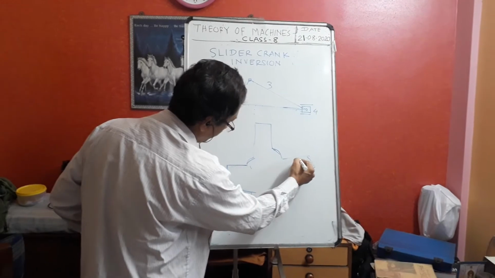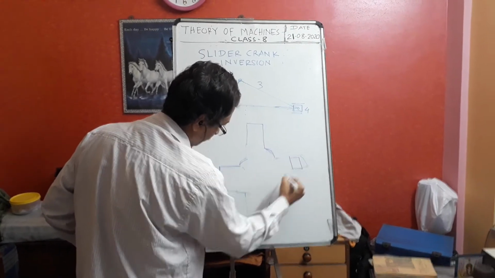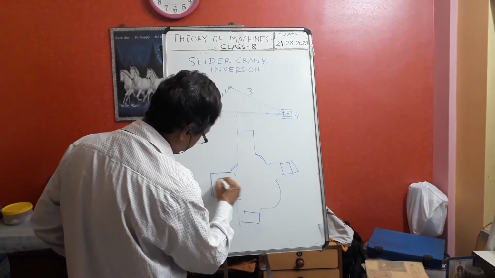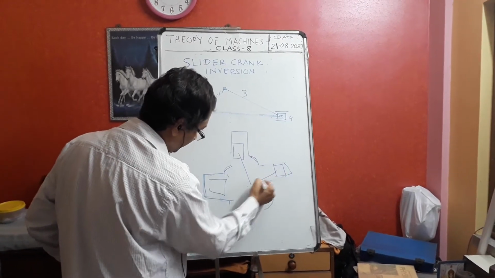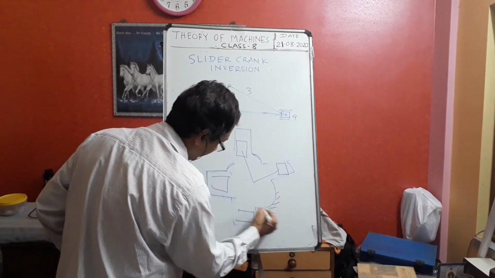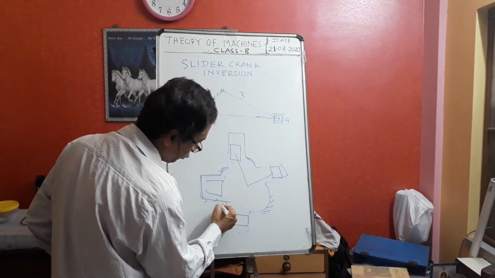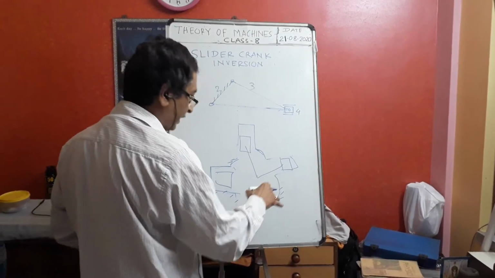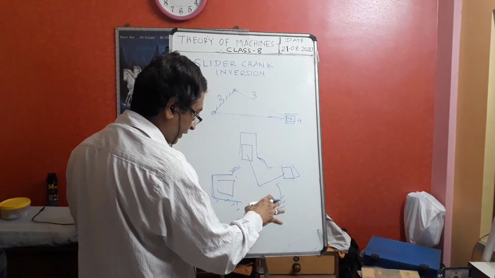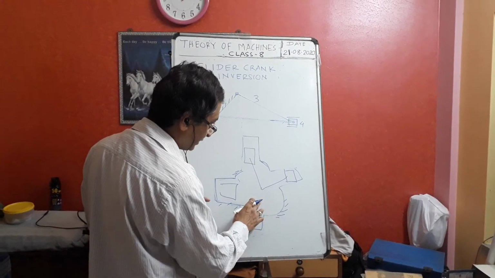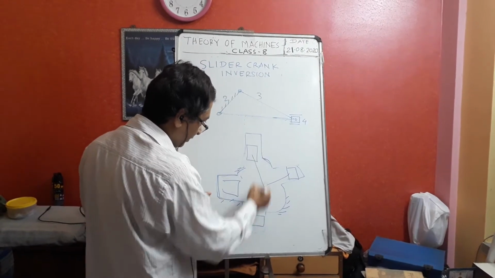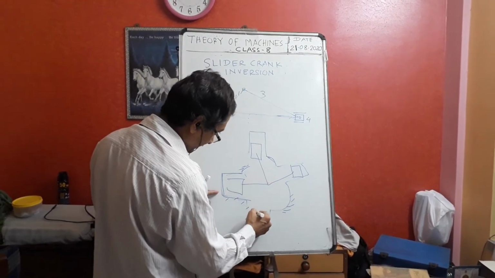Suppose there are 4 cylinders: 1 cylinder, 2 cylinders, 3 cylinders, 4 cylinders. But here what will happen? In the radial engine, the cylinder is fixed. That I will show in the diagram. But in the case of rotary engines, the cylinder is not fixed. That is the difference. In the case of radial engines, all the cylinders are connected to one crank.